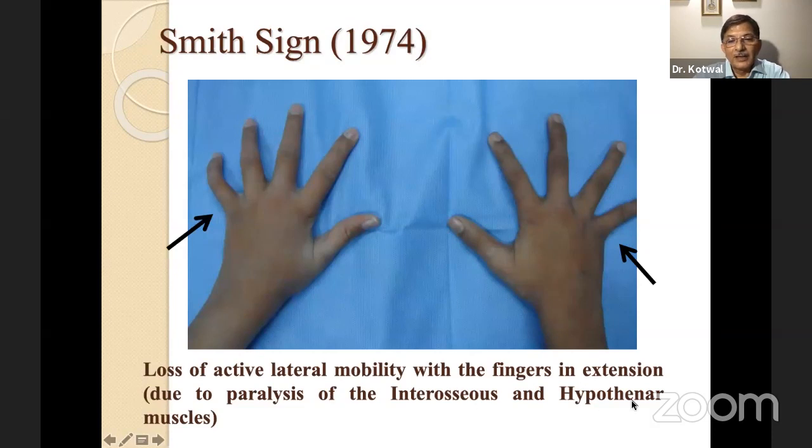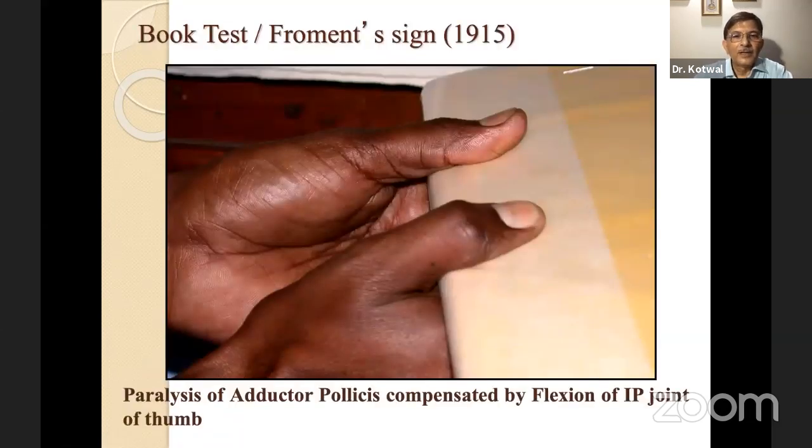With paralysis of the interossei and hypothenar muscles, there will be loss of lateral movement of the little finger. He will not be able to actively bring the little finger onto the outer side. So these are the various tests. Basically, they are meant to test the intrinsic muscles of the hand.